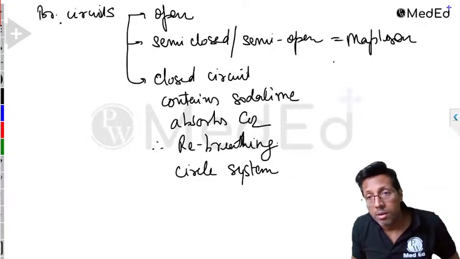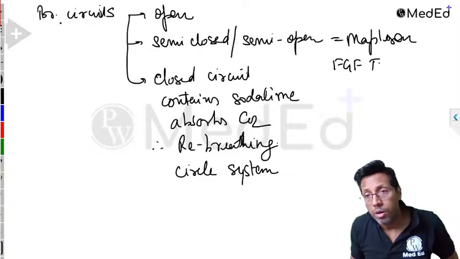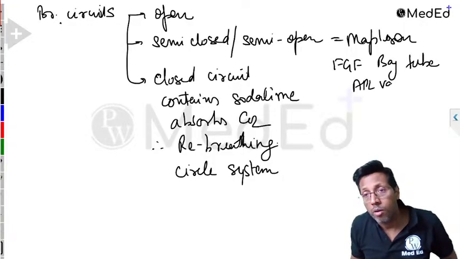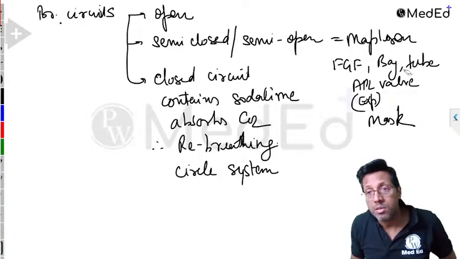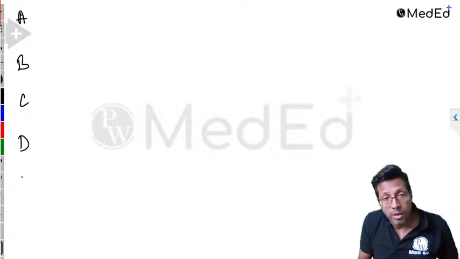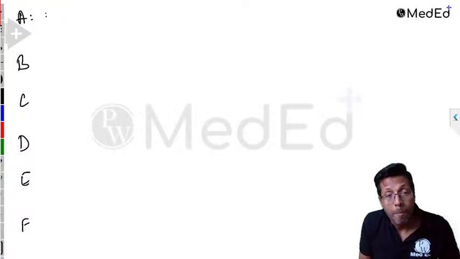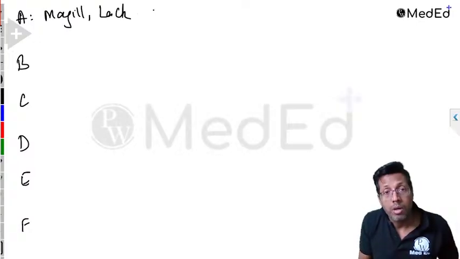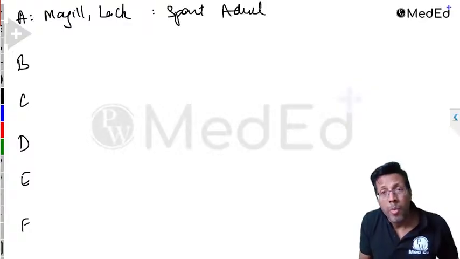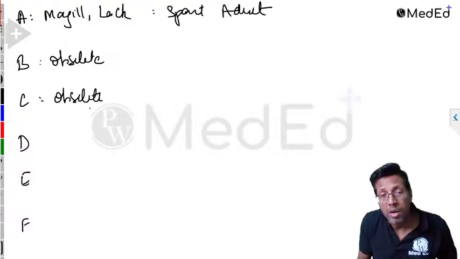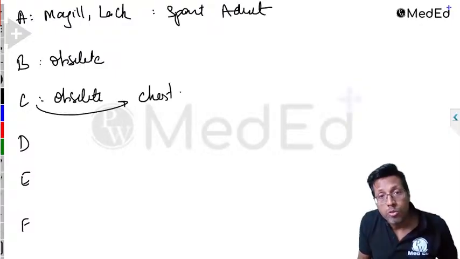Mapleson circuits are formed by 5 things: fresh gas flow, bag, tube, adjustable pressure limiting valve, which is called the expiratory valve, and the mask. These are the 5 things that make a Mapleson circuit. Mapleson circuits are of 6 types, A, B, C, D, E, and F, but you need to remember only 3. Mapleson A is your McGill circuit or Lack circuit. Remember, it is used for a spontaneously breathing adult. Mapleson B is kind of obsolete, they won't ask you. Mapleson C is again obsolete, they won't ask you. But remember, a modification of Mapleson C is nowadays used for chest physiotherapy and CPR.